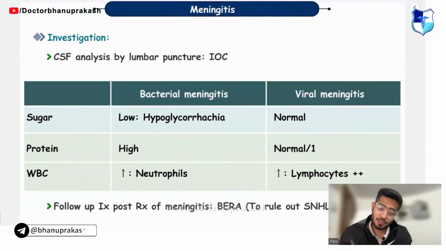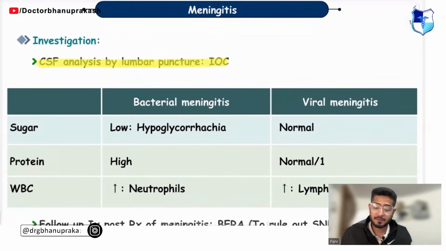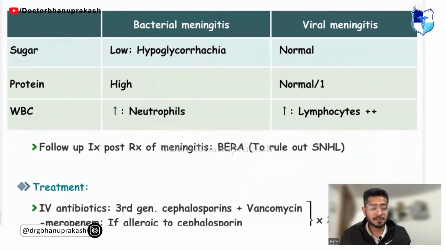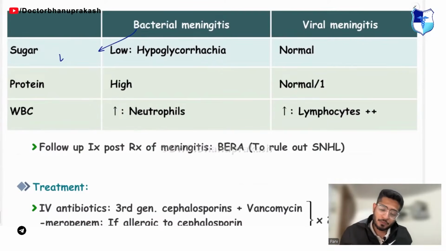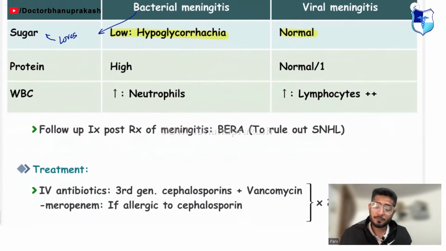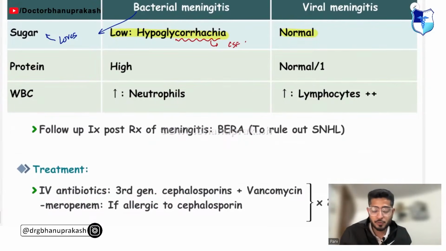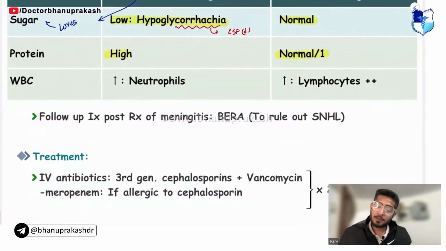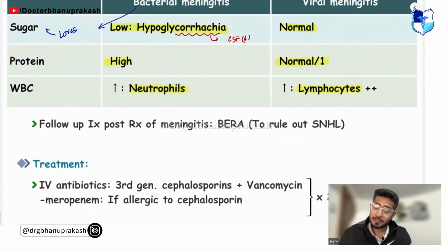Coming on to the investigation of choice in meningitis, that's going to be CSF analysis, and you will have bacterial meningitis and viral meningitis. Both of these are important. See, bacteria loves sugar, so it is going to eat all the sugar. Since it is eating all the sugar, there will be hypoglycorrhea, that means in CSF the glucose will be decreased. In viral, it is going to be normal. Proteins are high in bacterial, normal in viral. In bacterial, neutrophils are more; lymphocytes are more in viral.